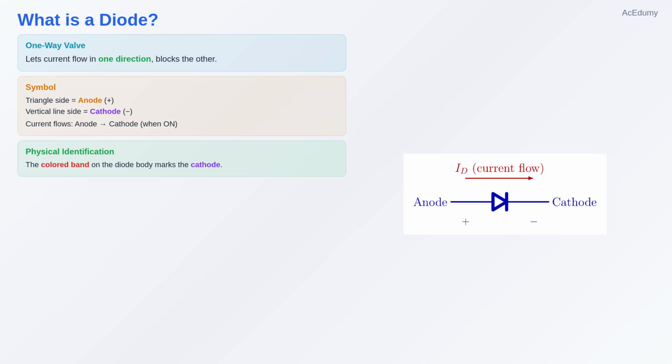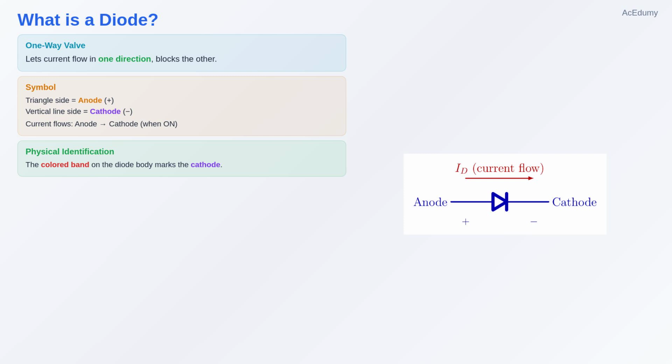So, what is a diode? A diode is one of the most basic electronic components. It lets current flow in one direction and blocks it in the other. Think of it like a one-way valve for electricity. Here is the circuit symbol. The triangle side is the anode and the vertical line side is the cathode. Current flows from anode to cathode when the diode is on, plus on the anode side, minus on the cathode side.